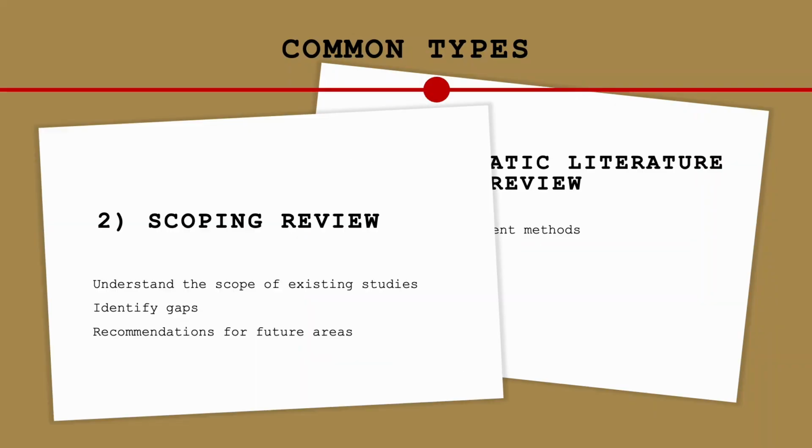The second common type is scoping reviews. Scoping reviews allow the readers to understand the scope of the existing studies and what the authors learned about the topic. They also identify gaps in the literature and their recommendations for future areas of scholarship. Let's look at an example. I have to clarify that again, that I didn't write this article, I didn't participate in the research, and I don't know the authors. I just found the article.